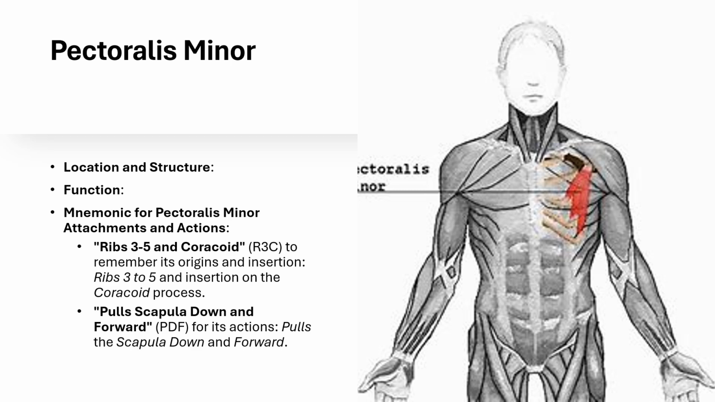So how do you remember all of this? So let's remember its origin and insertion. You can use R3C. So it originates from ribs 3 to 5 and has an insertion point on the coracoid process of the scapula. How do you remember its actions? So you can use an acronym called PDF. So it pulls the scapula down and forward.